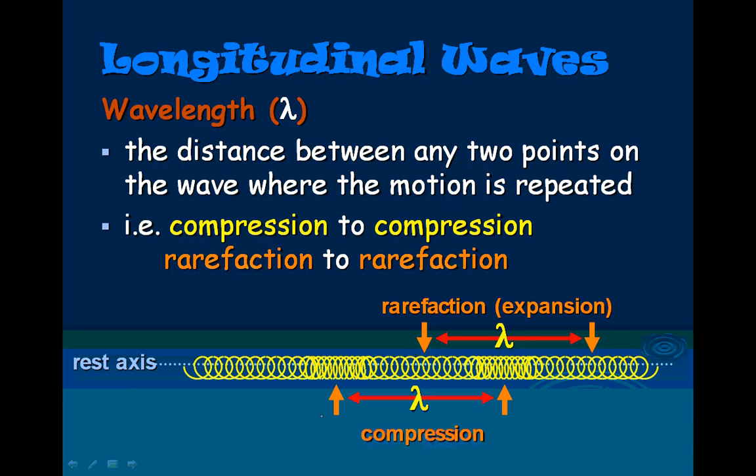Now the wavelength's a little different here. Now the wavelength is measured from the center of a compression to the center of the subsequent compression, or the center of rarefaction to the center of the subsequent rarefaction. Measure from the center to center. That's the easiest spot to measure.